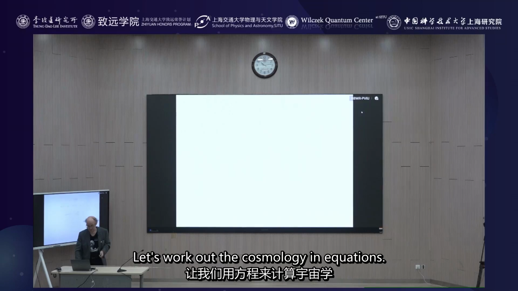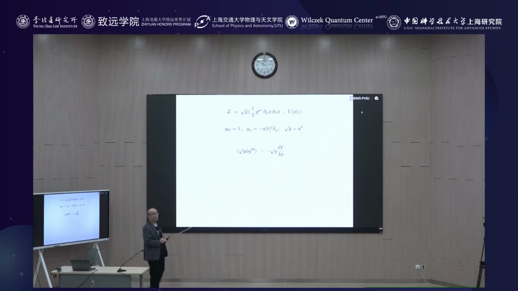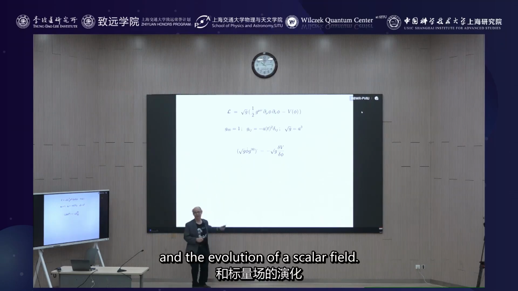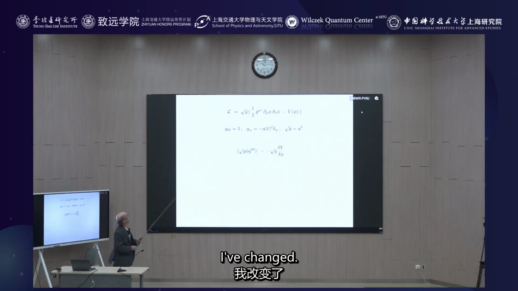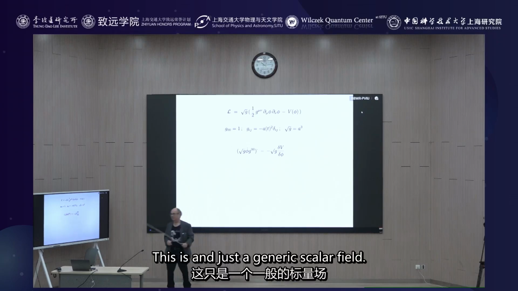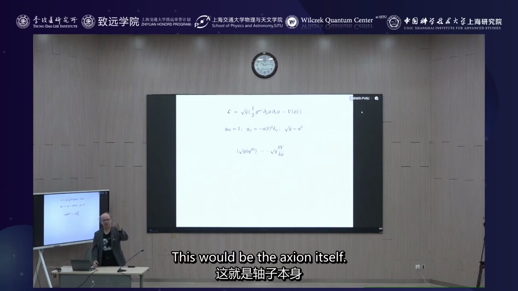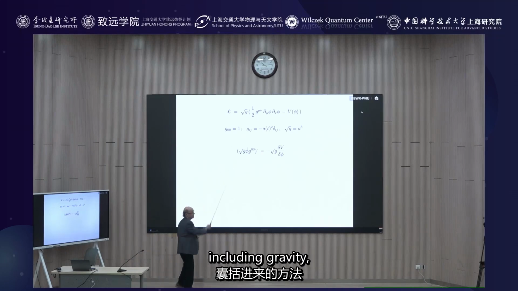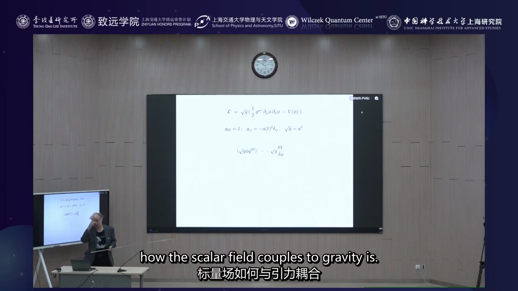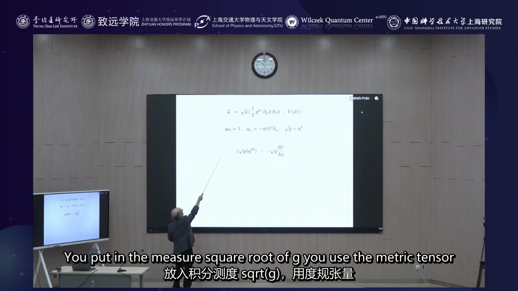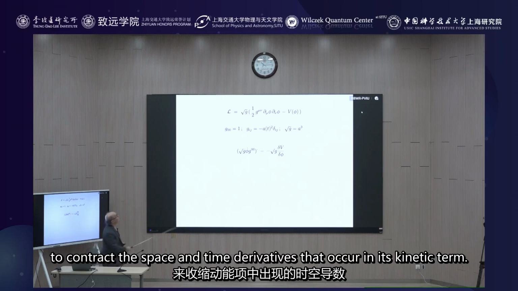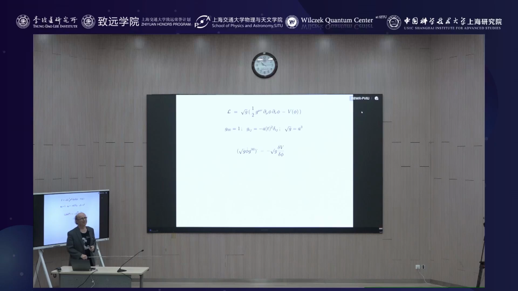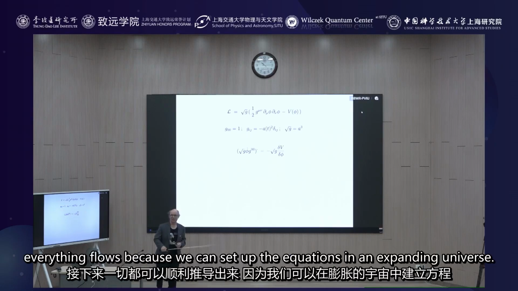Let's work out the cosmology in equations. Okay, so what we're doing is considering the expansion of the universe and the evolution of a scalar field. And I've changed, this is just a generic scalar field. This is a real field, so this would be the axion itself, not the complex field from which it derives. Okay, and then the prescription for including gravity, how the scalar field couples to gravity, is you put in the measure square root of g, and then you use the metric tensor to contract the space and time derivatives that occur in its kinetic term. That's it. So from that, everything flows because we can set up the equations.